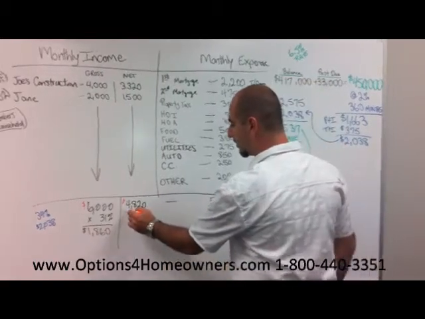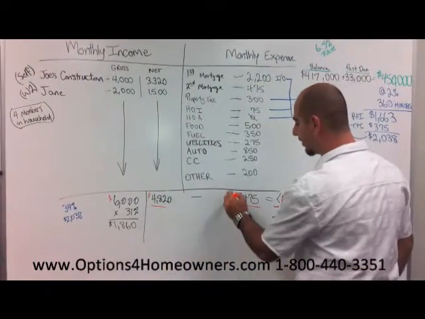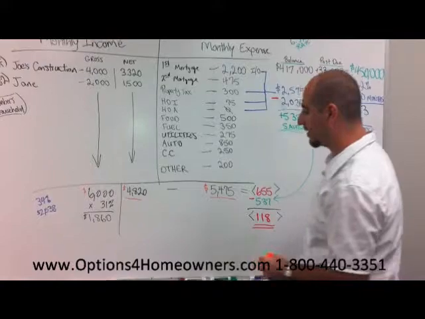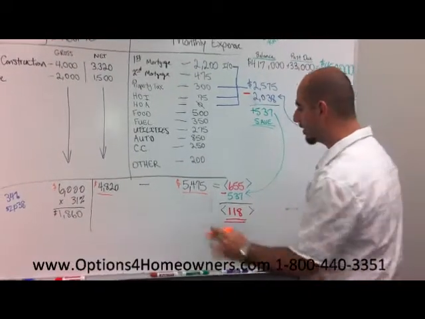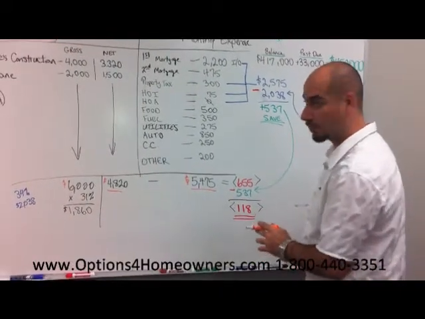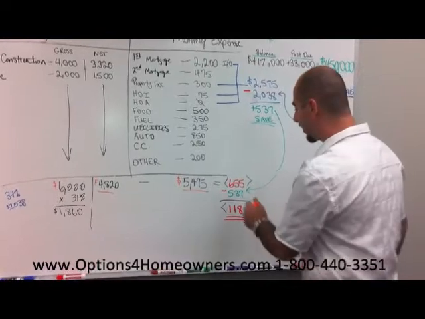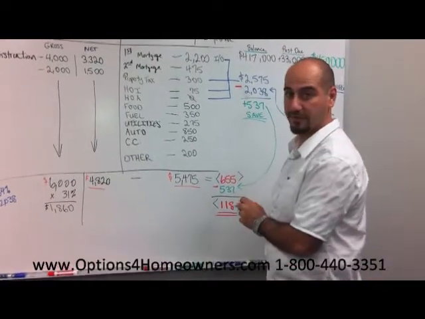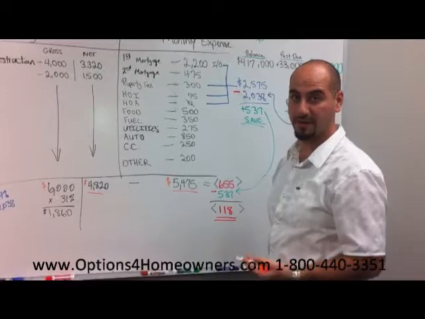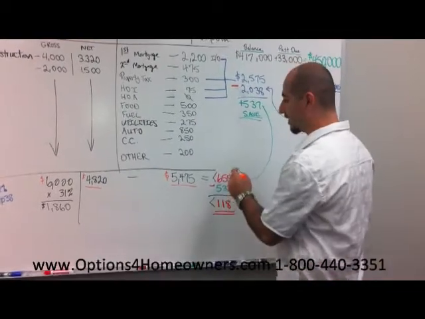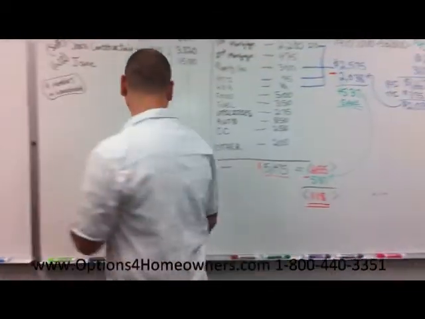We have a total net income of $4,820. So what you want to look at is your total net income minus the total household expenses with your mortgage, everything's in there. You're looking at a negative $655 a month, which is why you're requesting a modification. Okay, so let's go back over here.